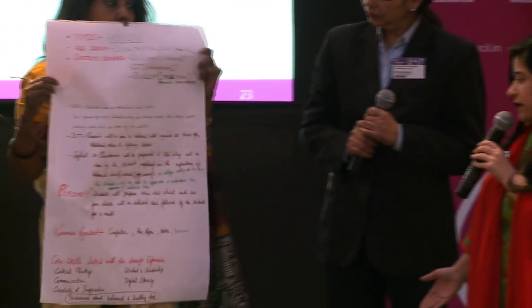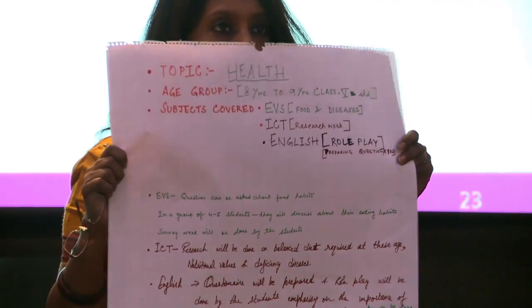And then the outcome will be that the students will be learning about what a balanced diet is, at what age, what is to be eaten and what should not be eaten. And then the resources required are very few: computers, books, internet, that's it.